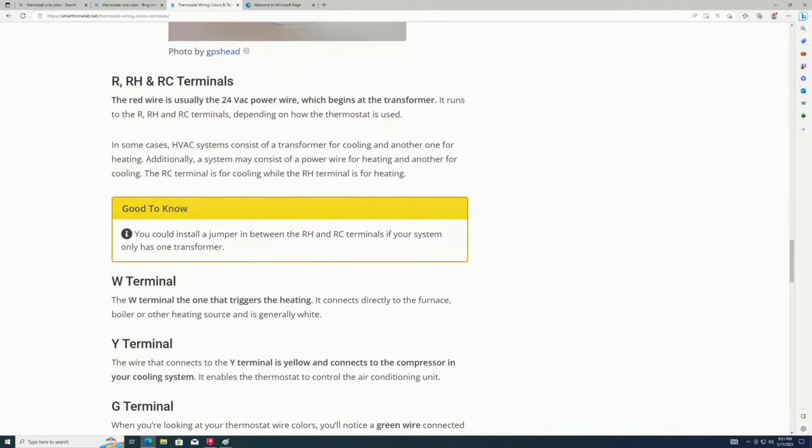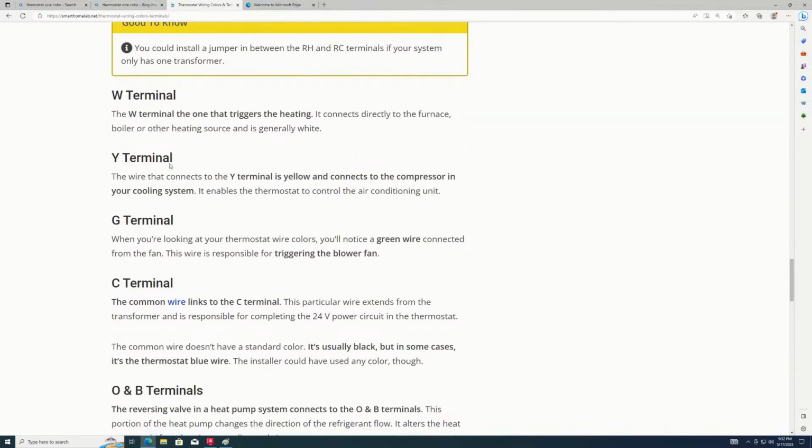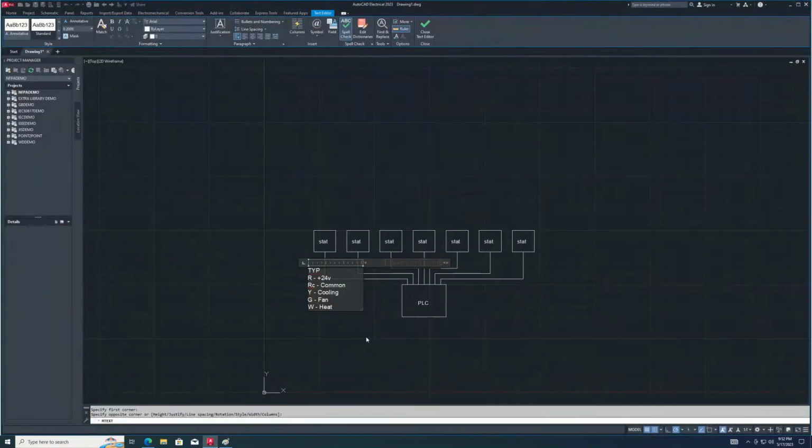Let me see, where's my audio at? Look at this. Okay, it's up all the way. I'm probably quiet. Let me turn that up. There we go. The W triggers that, Y equals that. Okay.